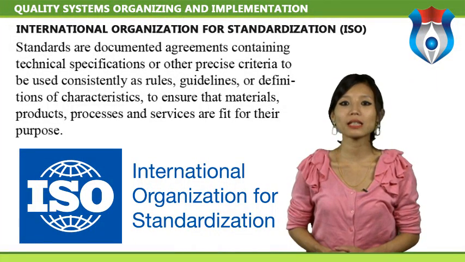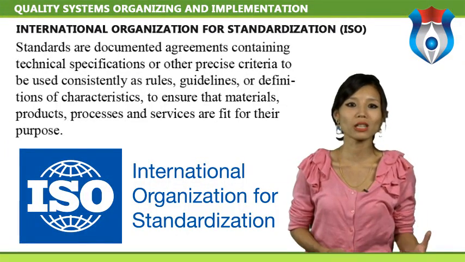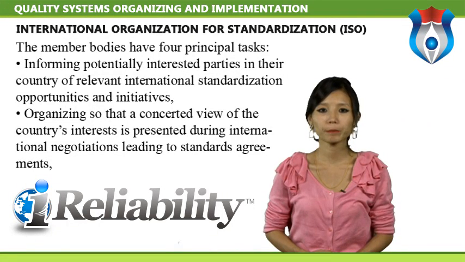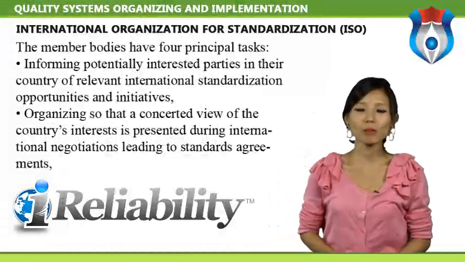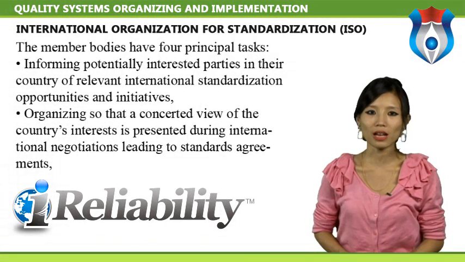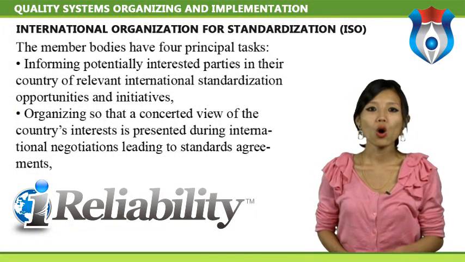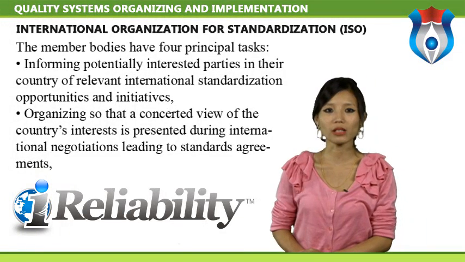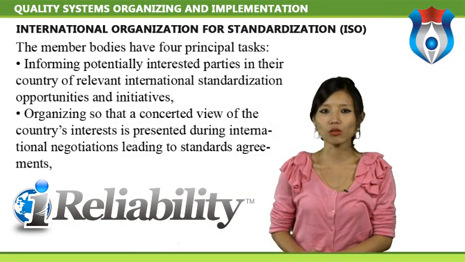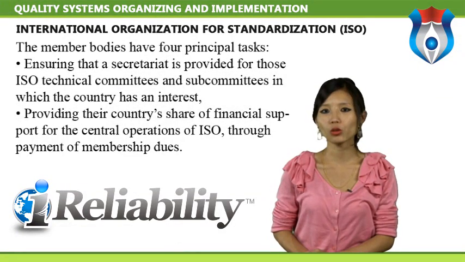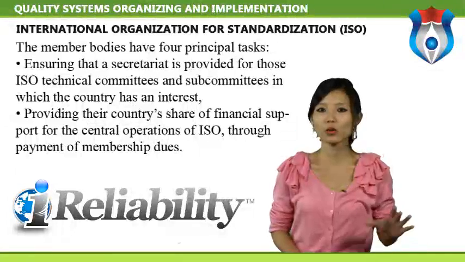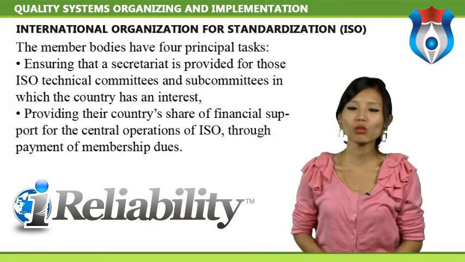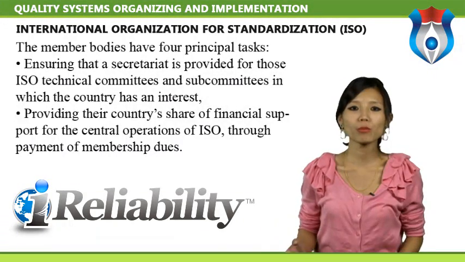International standardization began in the electrotechnical field. The International Electrotechnical Commission (IEC) was created in 1906. The member bodies have four principal tasks: informing potentially interested parties in their country of relevant international standardization opportunities and initiatives; organizing so that a concerted view of the country's interest is presented during international negotiation, leading to standards agreement; ensuring that a secretariat is provided for those ISO technical committees and subcommittees in which the country has an interest; and providing their country's share of financial support for the central operation of ISO through payment of membership dues.